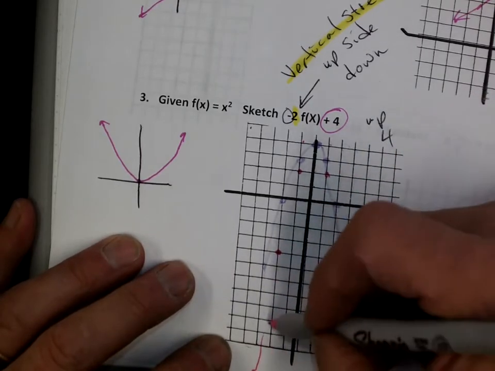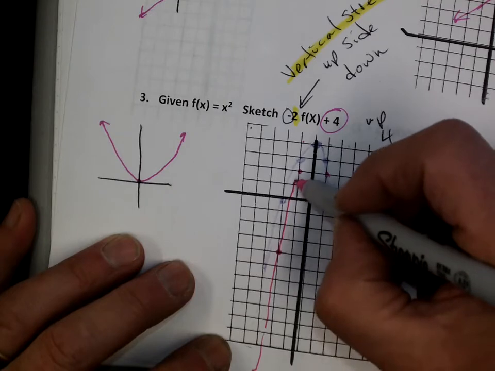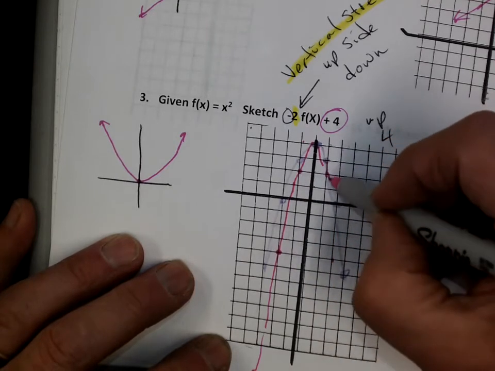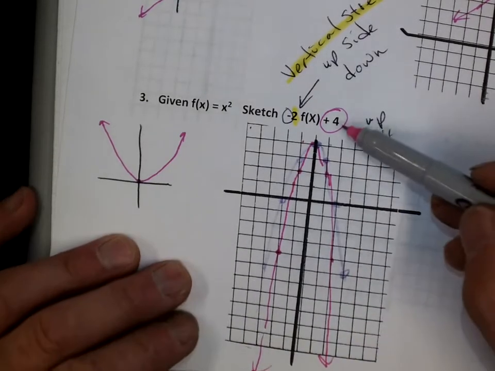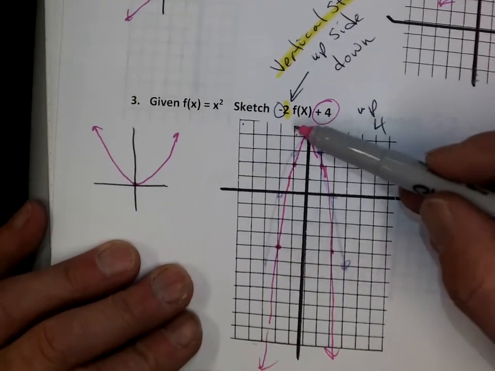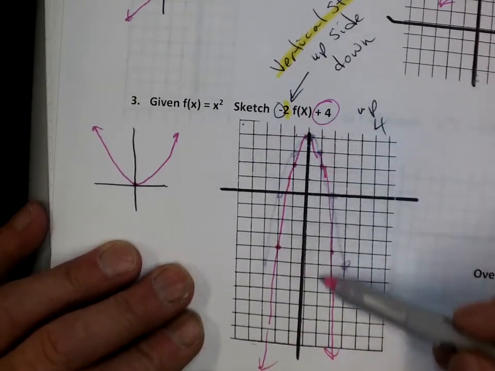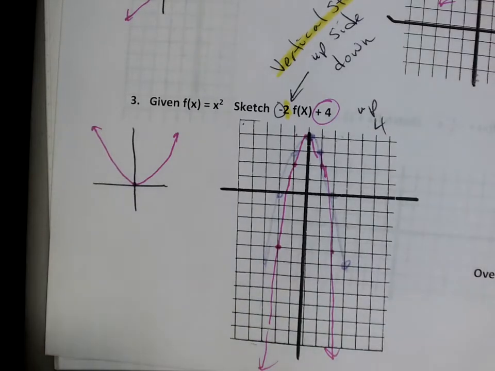So my graph, does it look taller, skinnier? It does. I hope. Hopefully it does, doesn't it? So I did 3 things. I moved it up 4. I made it upside down, and I stretched it, okay? How am I doing? Okay.